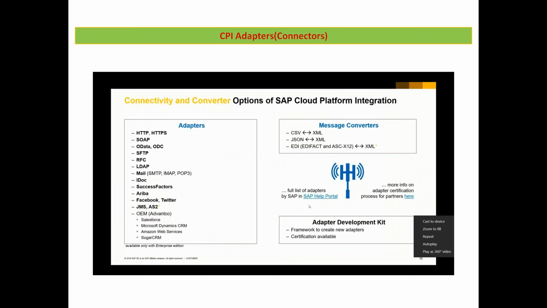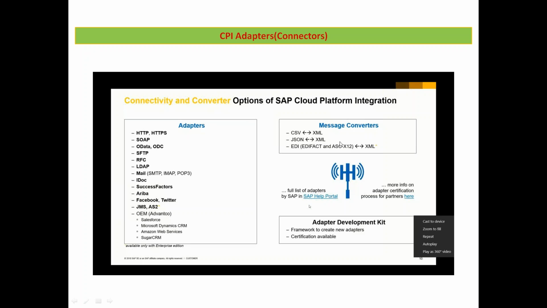Okay, we are running out of time, so I'll quickly go through the things. As I mentioned, SAP CPI Cloud Platform has built-in adapters. Adapter means connector. So it has a built-in SOAP connector, mail adapter, SuccessFactors adapter, Ariba adapter, Facebook adapter, JMS adapter, Salesforce adapter. These are the pre-built connectors. You need to click and drag those adapters into your modeling area, and you can start developing the iFlows.